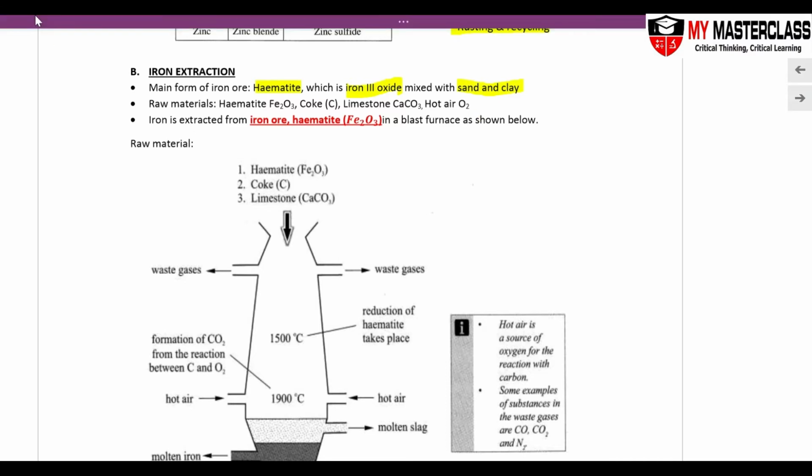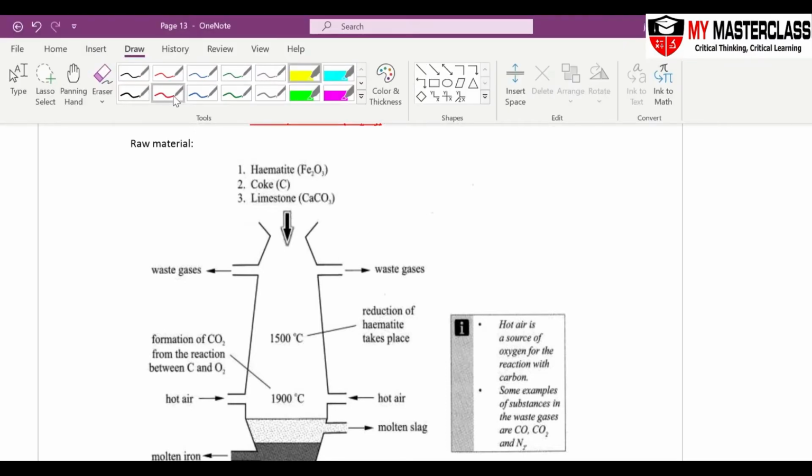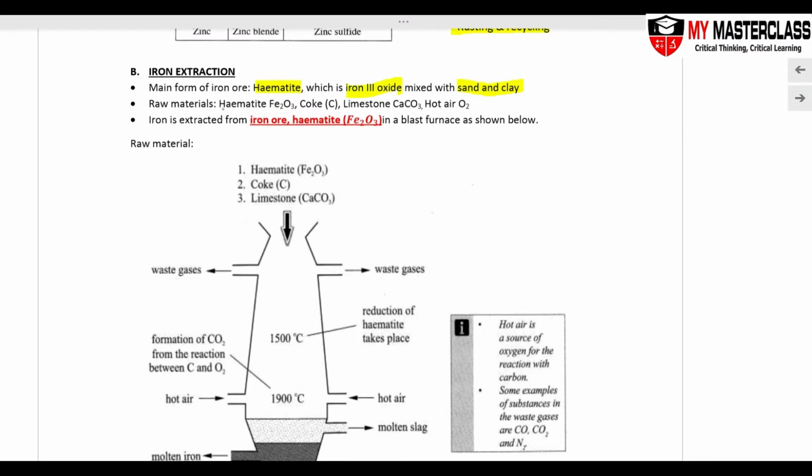and clay. The raw materials that we need to add in when we do iron extraction: definitely we need, number one, the hematite, and remember, this is iron(III) oxide, Fe2O3. Other raw materials include coke, which is carbon, and limestone, which is calcium carbonate. And then we also need a blast of hot air, mainly to supply oxygen. Iron is extracted from Fe2O3 in the hematite in a blast furnace commercially.